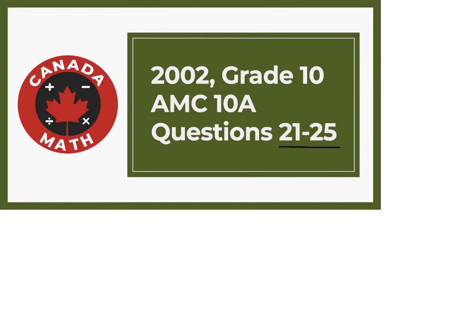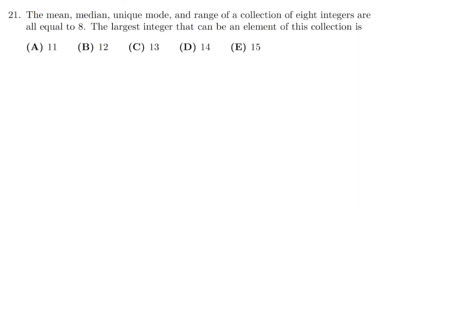Questions 21 through 25 of the 2002 AMC 10A. The mean, median, unique mode, and range of a collection of 8 integers are all equal to 8. The largest integer that can be an element of this collection is. So I'll let my integers be A, B, C, D, E, F, G, H. And the first thing is, let's understand this question. Mean, median, mode, and range. So 4 things are all equal to 8.